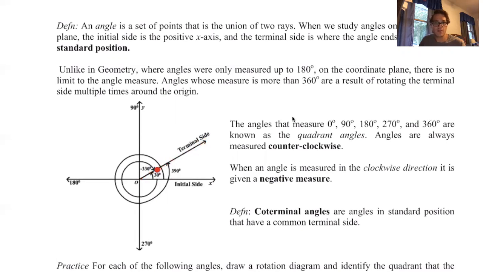But you may have noticed from those two examples that both 30 degrees and negative 330 degrees have the same terminal side. And because our angle measurements can take any number here, we're going to run into this situation sometimes where two angle measurements have the same terminal side. What we call those are coterminal angles, like it says down here. That's angles that in standard position have a common terminal side, just like we were saying.